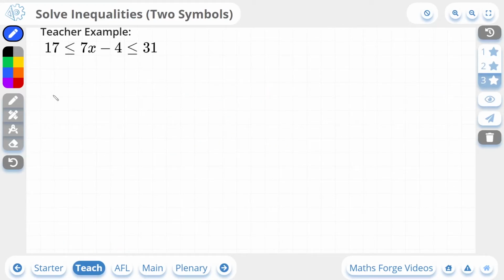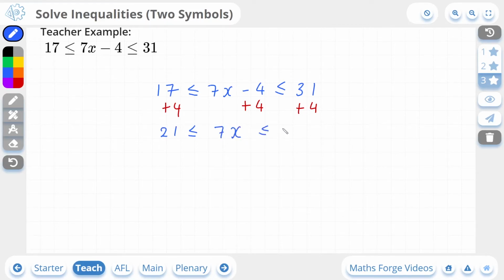Now we're going to do a three-star example. Here we have 17, which is less than or equal to 7x minus 4, which is less than or equal to 31. So the first thing I'm going to detach from this x is this minus 4. And we're going to detach it by adding 4 to all parts of this inequality. This now gives us 21, which is less than or equal to 7x, which is less than or equal to 35.